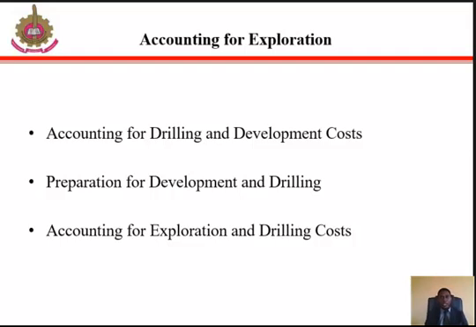Examples of exploration and drilling costs are the cost of topographical, geological and geophysical studies, rights of access to properties to conduct those studies, and salaries and other expenses of geologists, geophysical crew and others conducting these studies. Collectively, these are sometimes referred to as G and G. All of these are how to account for exploration and drilling cost.